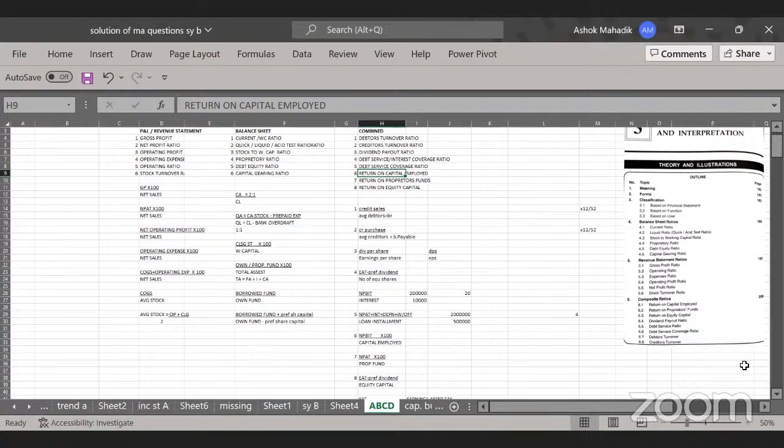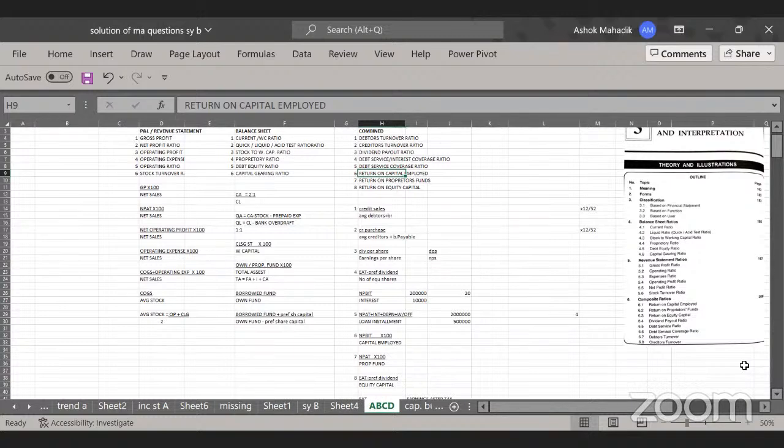रिटर्न ऑन प्रोप्राइटर्स फंड, प्रोप्राइटर हमने बताया आपको कि ओन फंड, तो ओनर्स को कौन सा प्रॉफिट बिलोंग करता है, नेट प्रॉफिट आफ्टर टैक्स. सो टेक NPAT upon proprietor's fund into 100. मैं आपकी क्वेरीज पर आ रहा हूँ, 2 मिनट, लेट मी फिनिश विद दिस लास्ट फॉर्मूला.